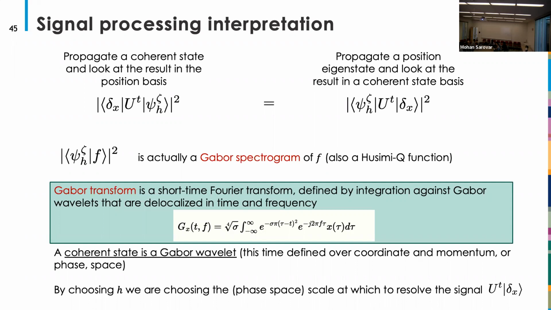So what you can think about what we're doing is a Gabor transform, which is a short time Fourier transform of U_t applied to delta x. And it's a short time Fourier transform because wavelets are localized in time and frequency. So what we're doing by choosing h properly is choosing the phase space resolution at which to resolve the signal U_t delta x.